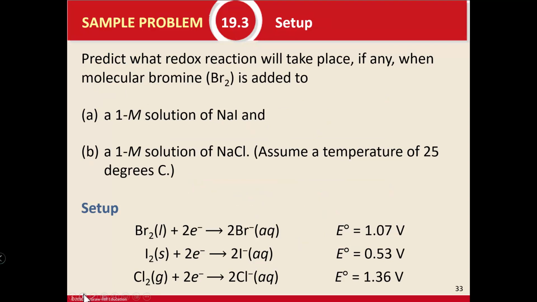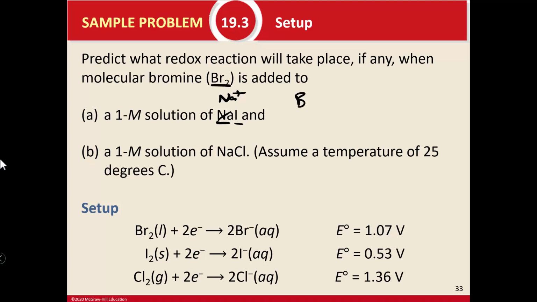All right, it says predict what redox reaction will take place, if any, when molecular bromine is added to 1 molar sodium iodide. So what we're going to look at here is that this sodium is already isoelectronic with neon. So there's no reaction. This sodium is a spectator ion. So what we're really going to focus on is the bromine and the iodide.